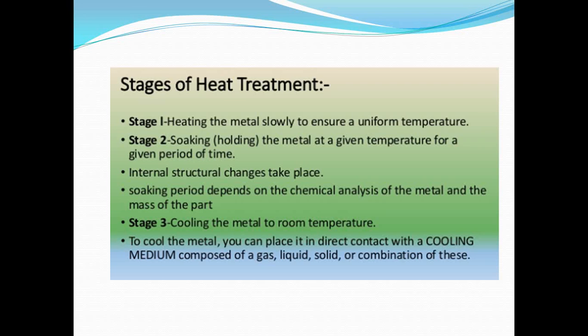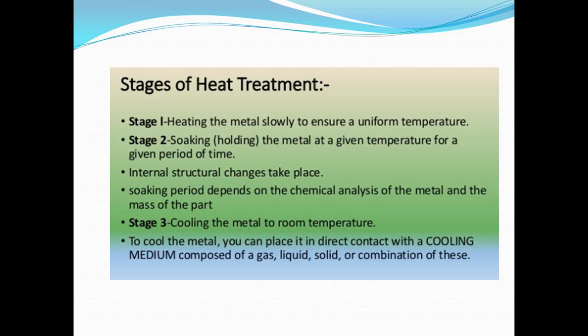In the first stage, we are supplying some heat to the metal or the alloy. Okay, the uniform temperature is going to be supplied. Normally for steels we supply a temperature above the recrystallization temperature, so it is going to change its microstructure. After that, we hold the metal at a given temperature for a certain period of time. And the last stage is we cool down the metal to room temperature.